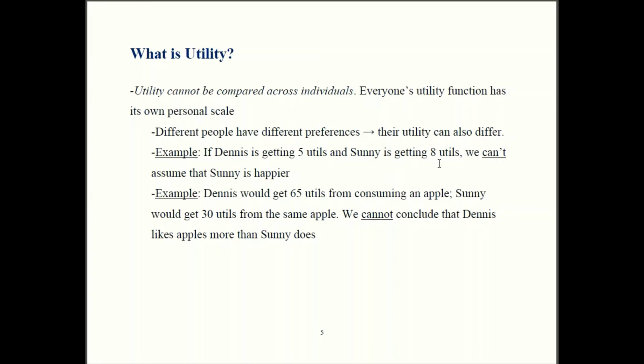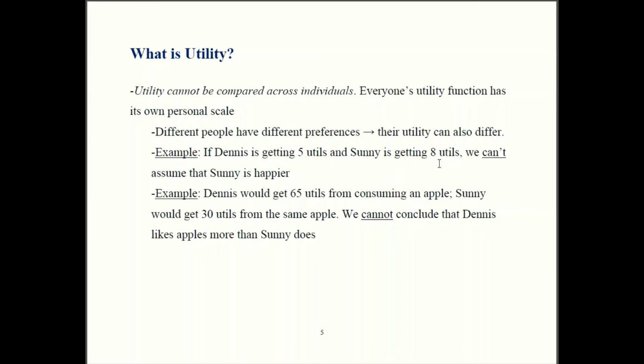Another thing to watch out for is the same action. You're both consuming an apple, and Dennis gets 65 utils from that, while Sunny's only getting 30 utils. Don't conclude that Dennis likes apples more than Sunny does. You can't assume that. Again, their personal scales differ. You can compare utility for the same person making different choices, but not for different people.